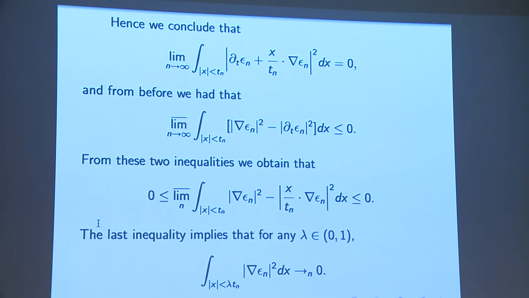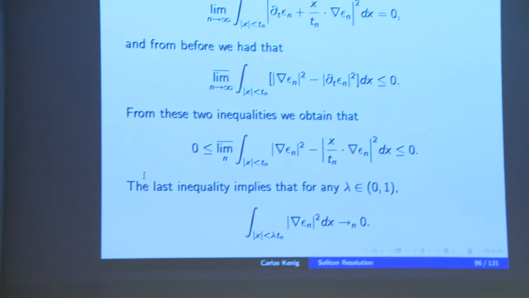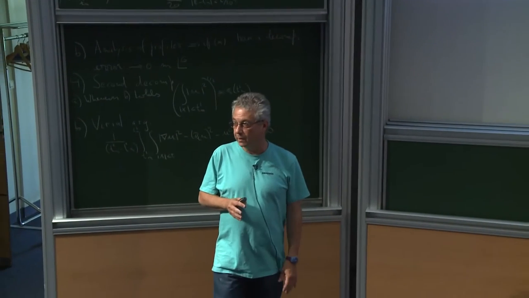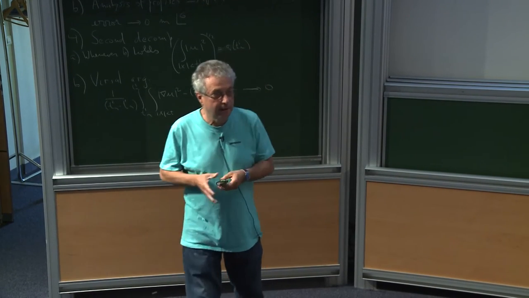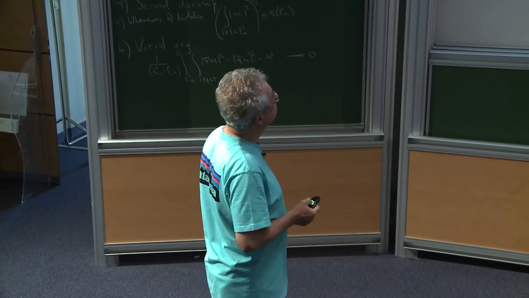Okay, so now let's go on from these two inequalities. Is it clear how I got to those two inequalities? It's all this stuff that I wrote on the boards that got me to those two inequalities. So that's what I've gained so far. All right?